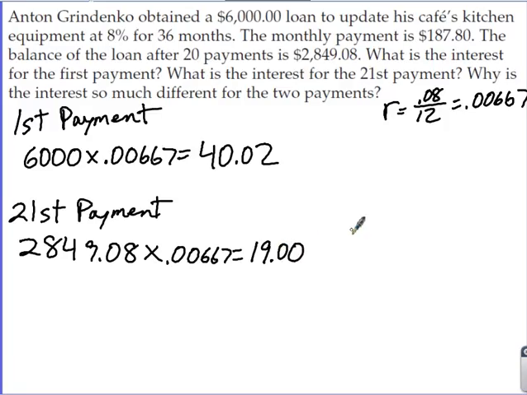Okay, so now the question says, why is the interest so much different for the two payments? The interest is less because the principal on which the interest is calculated for the first payment is much higher than the principal for the 21st payment. The more money you owe, the more interest you have to pay. All right, let's move on to number 4.